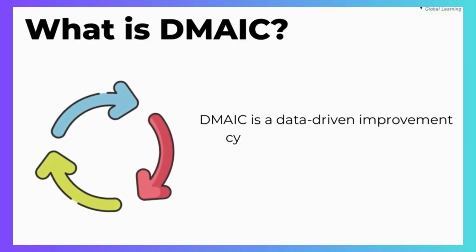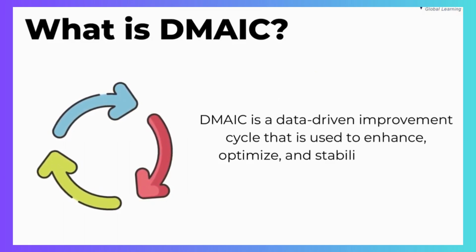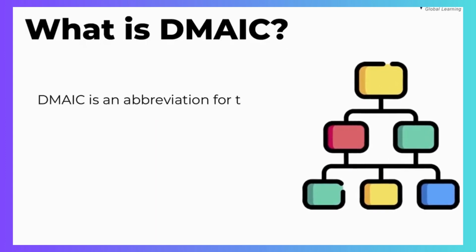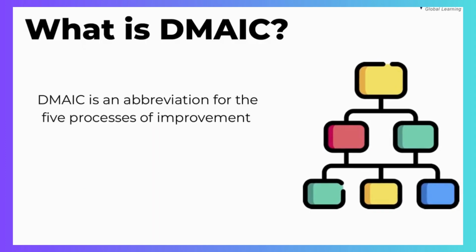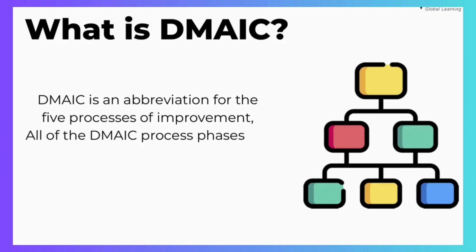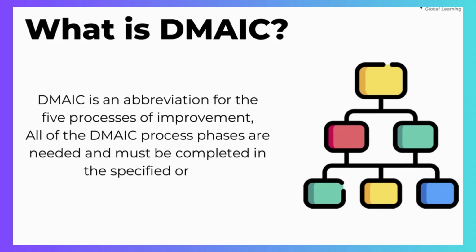What is DMAIC? DMAIC is a data-driven improvement cycle used to enhance, optimize, and stabilize business processes and designs. The DMAIC improvement cycle is the primary instrument for driving Six Sigma initiatives. DMAIC, on the other hand, is not limited to Six Sigma and may be utilized as a foundation for various types of improvement applications. DMAIC is an abbreviation for the 5 improvement processes: define, measure, analyze, improve, and control. All of the DMAIC process phases are needed and must be completed in the specified order.